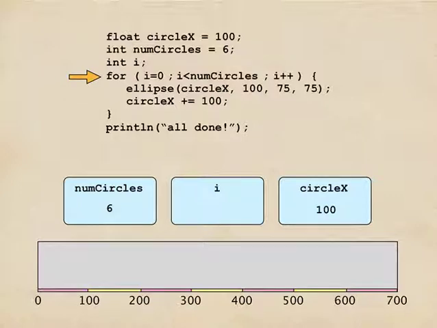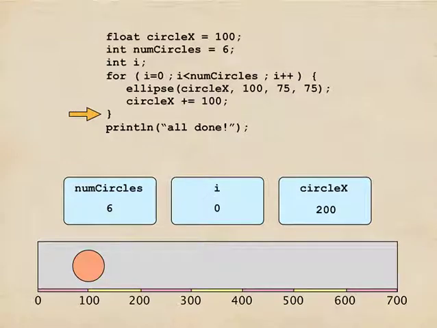Now the for statement. The first thing that happens is we do the initialization step. i equals 0. Great, so we just execute that and we stick 0 in i. Now we do the test. Is i less than num circles? Well, 0 is less than 6, so this is true. So we go into the loop. We draw the ellipse. Then we do the next line, which just adds 100 to circle x. So let's go ahead and do that.